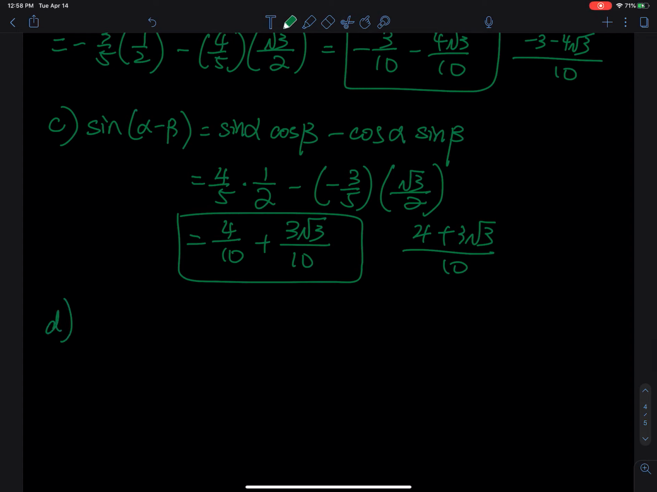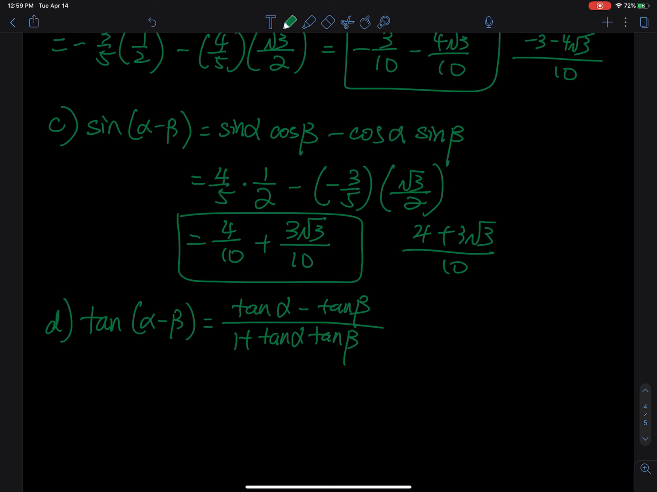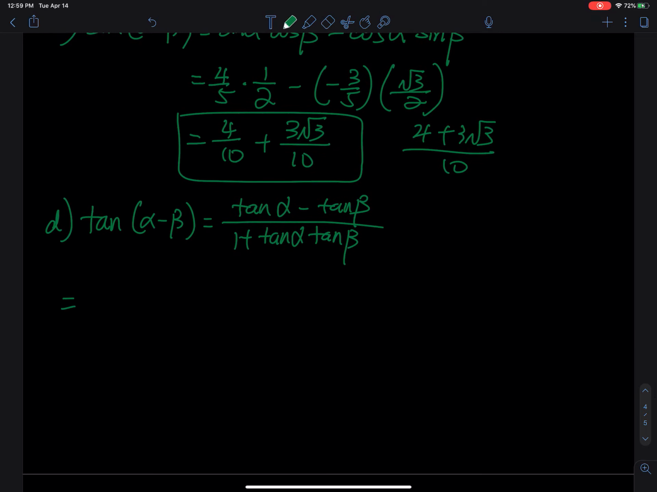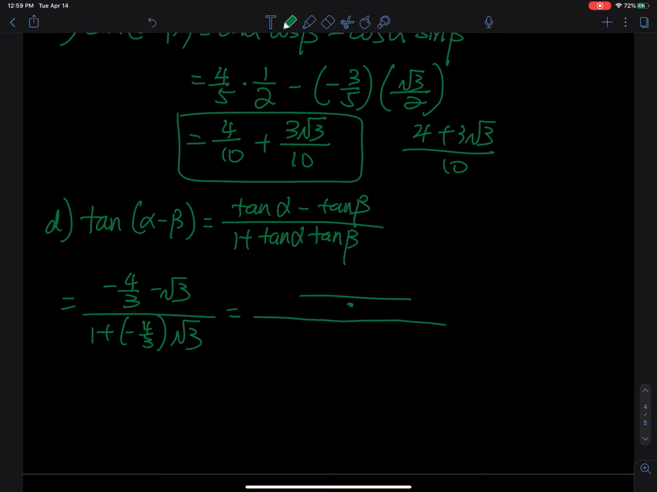And then part D, you have tangent alpha minus beta. That is tangent alpha minus tangent beta divided by 1 plus tangent alpha and then tangent beta. Plug in. So this is negative 4 over 3 minus root 3 divided by 1 plus negative 4 over 3 times root 3. So this one we have to get a common denominator on top and bottom. They are all 3. So this is negative 4 minus, for the root 3, you have to multiply top and bottom by 3, right? So that's why you have this.